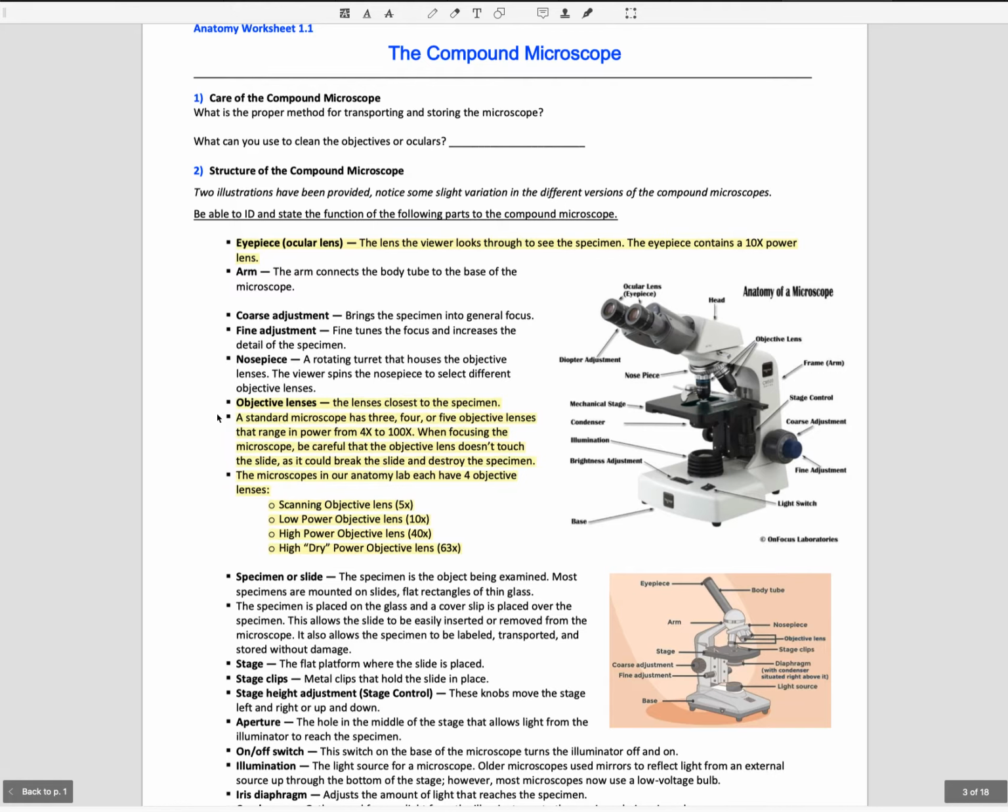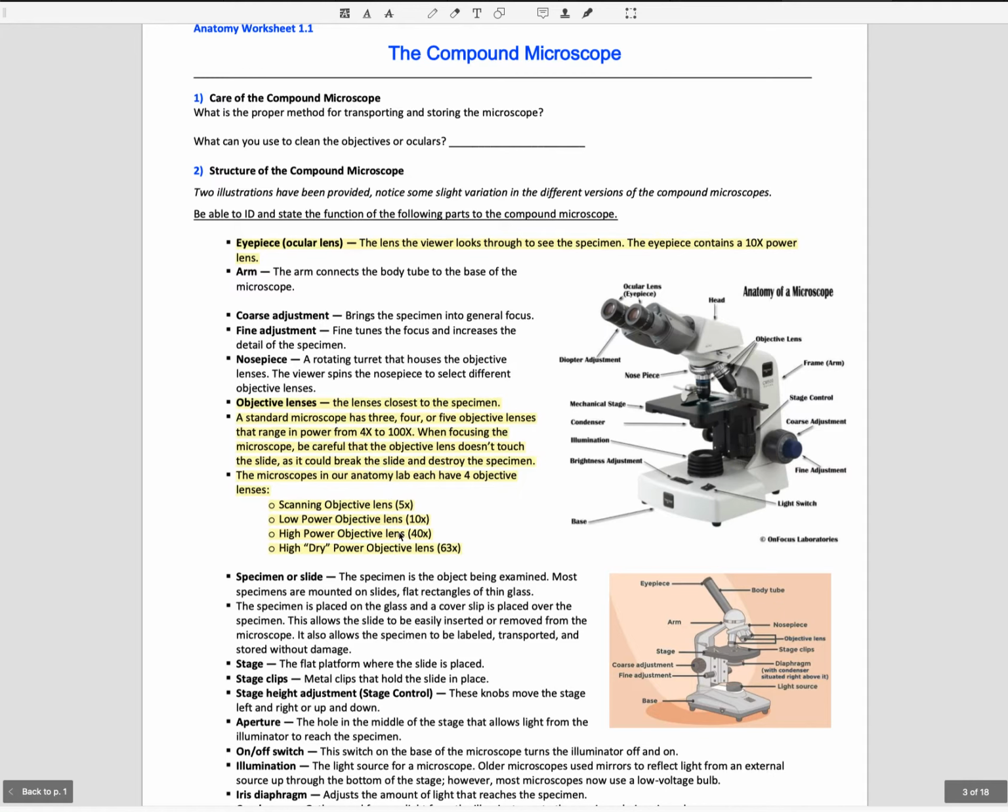Now, the next thing you need to know are the objective lenses. There are objective lenses you can change between on each microscope. The power of magnification can range from 4 times to 100 times. These are not numbers you have to know. You don't have to memorize these 5 times, 10 times, 40 times, 63 times. You do not have to memorize those.